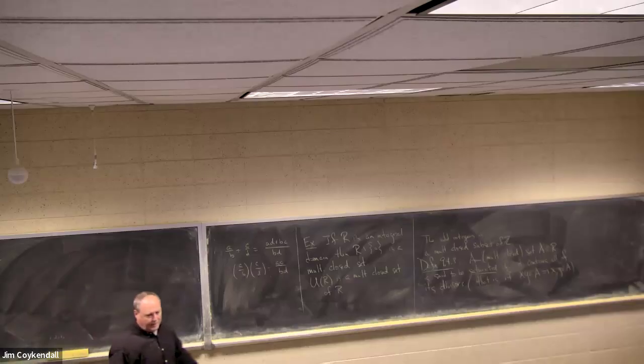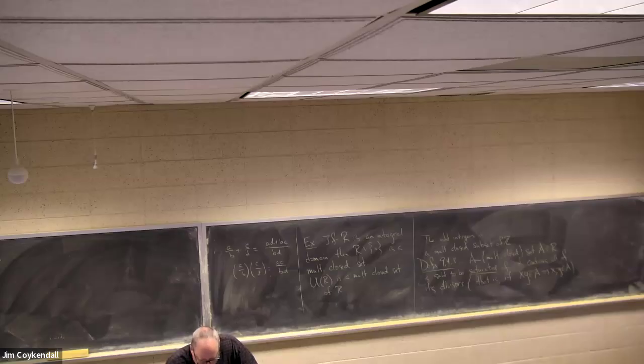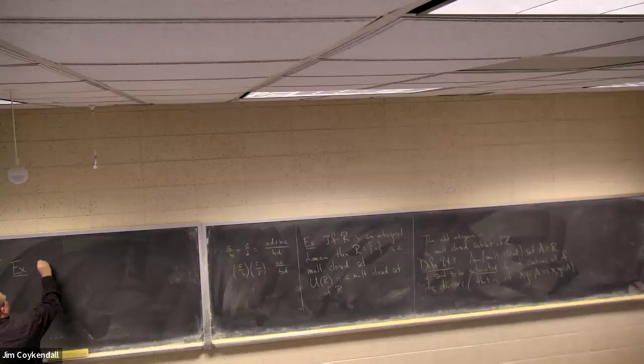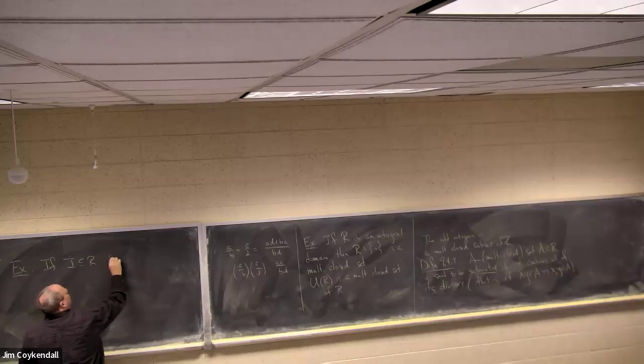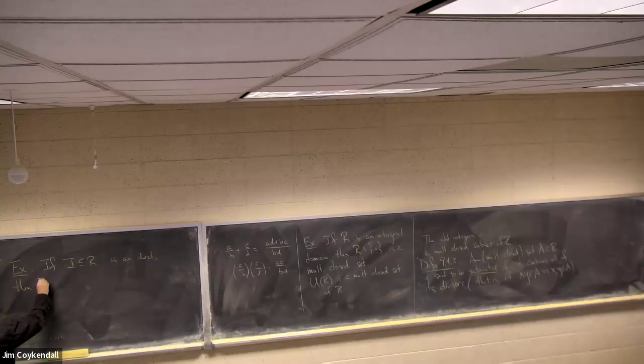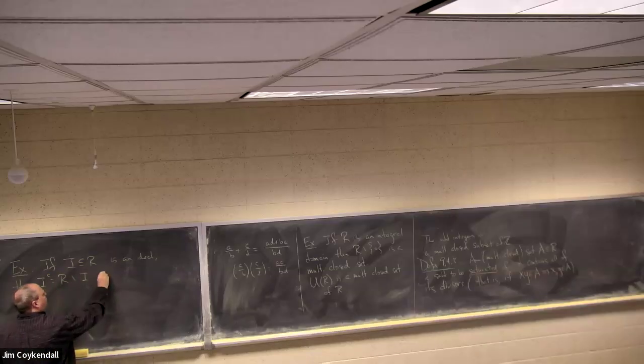So, let me give you an example. By the way, you can assume now that rings are commutative with identity unless I tell you otherwise. If I in R is an ideal, then I complement, that is, everything in the ring that's not in I, is always saturated.